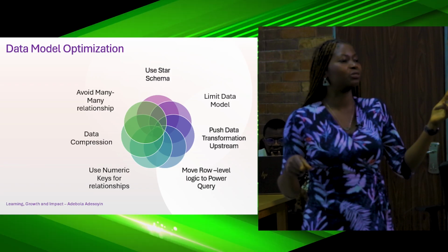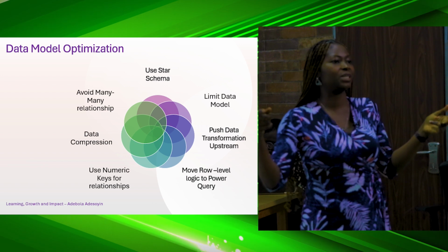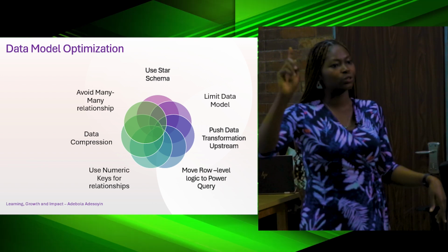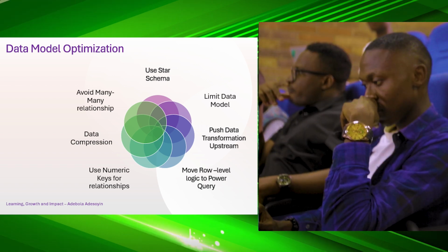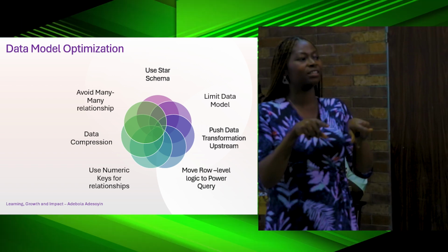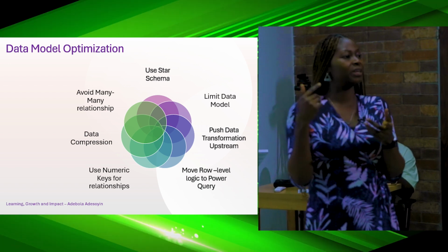Some of us make use of a text key. Let me say customer name. There's a customer name here, a customer name in another tab, and you're linking on that customer name. It's not advisable to use that kind of text key. The best is to use a numeric key. That's why we have customer ID.